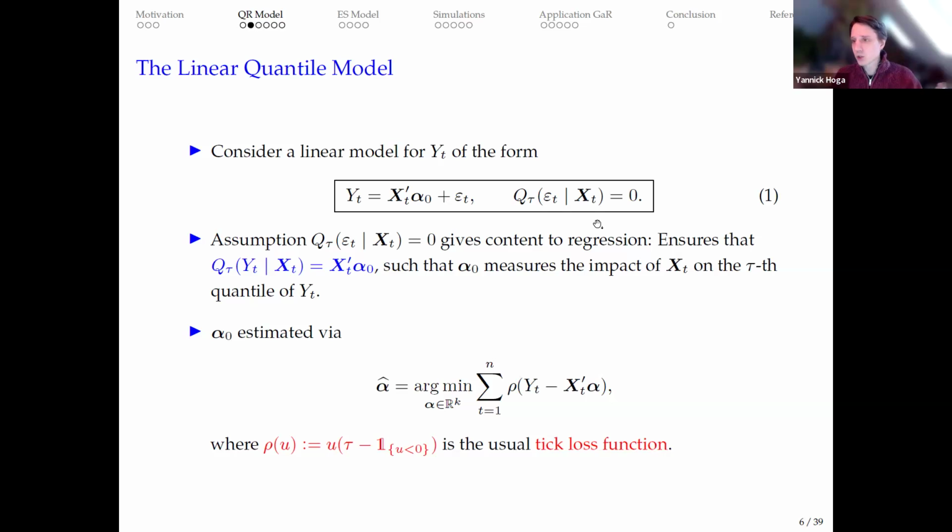So in standard mean regressions, it wouldn't be the tau quantile, it would be the expectation. Expectation of the error term given covariates would be 0. Classical assumption in linear mean regressions, which here is replaced because we're interested in quantiles by this type of assumption.